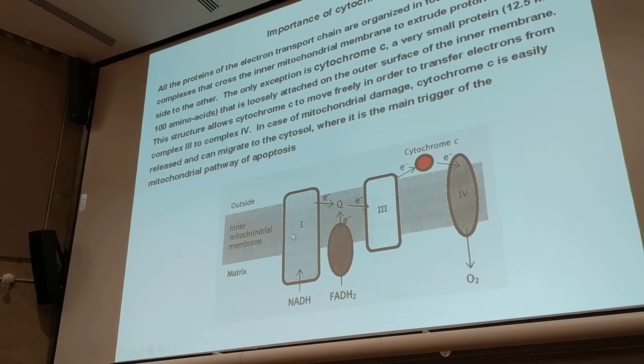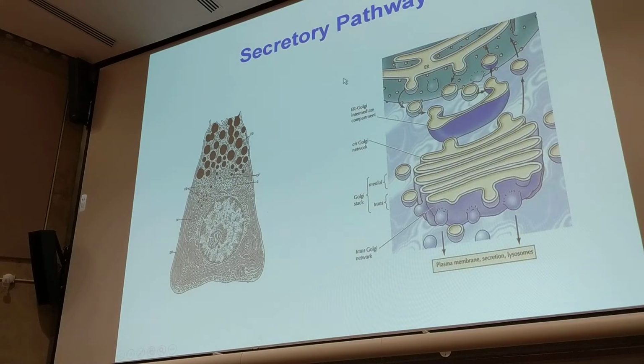So it's a very clever way to trigger cell death. Whenever there is damage of the mitochondria, there will be cell death for the most part. And cytochrome C is responsible for that. So now the secretory pathway.